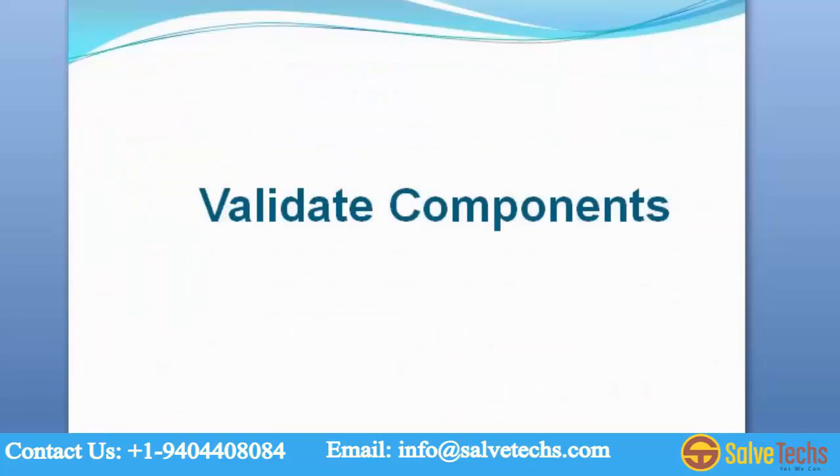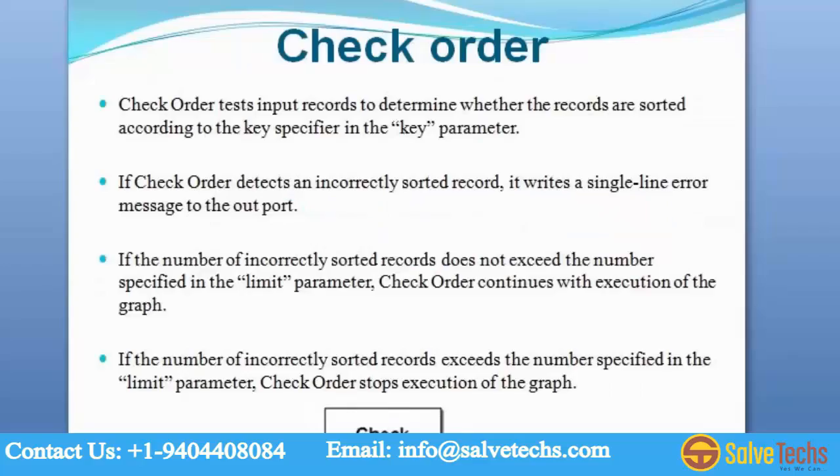Okay, and the next component is under the validate components folder category. I'm not sure whether this component exists in this lower version. It is called check order. It is one of the validate components, used to test the sort order of your input records. When we use a check order component, it will test whether the input records are sorted according to the specified key parameter. So we have to specify the same key parameter in the check order. If it detects an incorrectly sorted record, it will write an error message, otherwise not. And we also have a limit parameter, which accepts a specified number of errors before aborting the graph. If you specify 5 in the limit parameter, it will accept 5 incorrectly ordered records. If there are more, then the component will error out.